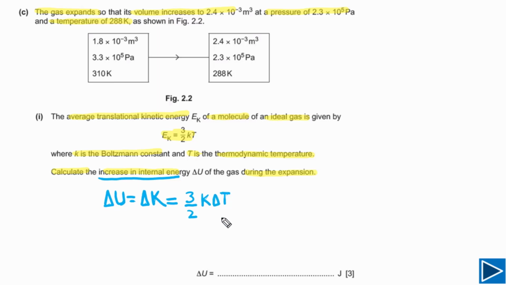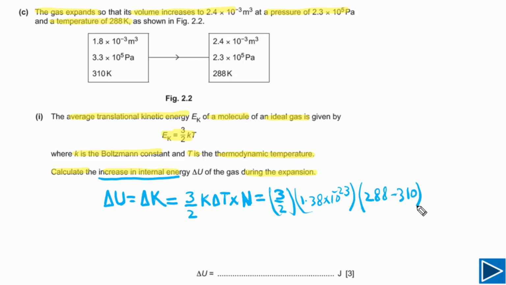This is for one molecule, but in the gas, let's say we have n molecules, so we need to multiply by n, the number of molecules, which we have already calculated in part A. Now we simply plug in values to find the change in internal energy for an ideal gas. So this is 3/2, and k is the Boltzmann constant, 1.38 times 10 to negative 23 joules per Kelvin. We don't need to write the unit right now. Temperature must be in Kelvin. The initial temperature is 310, but the final temperature is 288, so we write 288 minus the initial temperature. We need to multiply by the number of molecules, which we calculated in part A, and that is equal to 1.4 times 10 to 23.